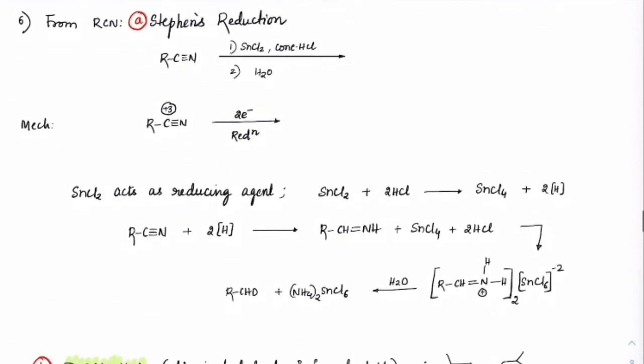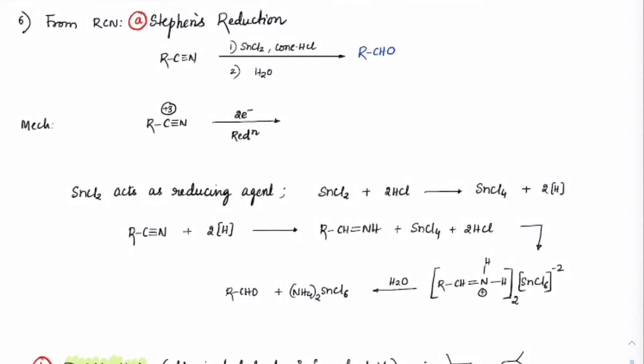Now, start from here. This is a new reaction known as Stephen's reduction. How do we get aldehydes or ketones by Stephen's reduction? Basically, if you take any nitriles or cyanides on treatment with SnCl2 in concentrated HCl and water, got it, we will end up getting aldehydes, which is RCHO. Right.